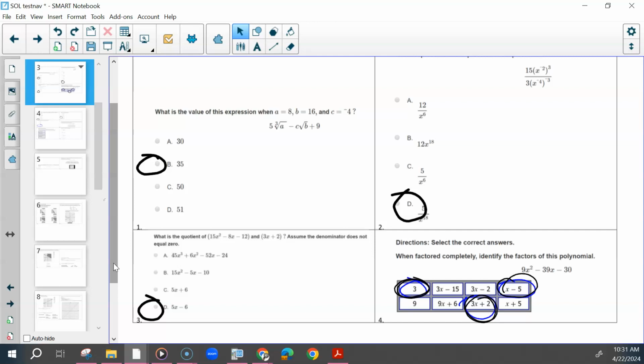Alright, number 1 was B. 2 was D. Wait, 2 was what? D as well. 3 was also D. Number 4 had 3 factors, 3x minus 5 and 3x plus 2. Yes. Yeah, I was going to do 3D. Like, I do get rid of the 15x squared.